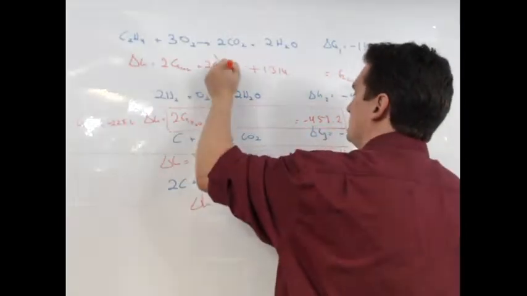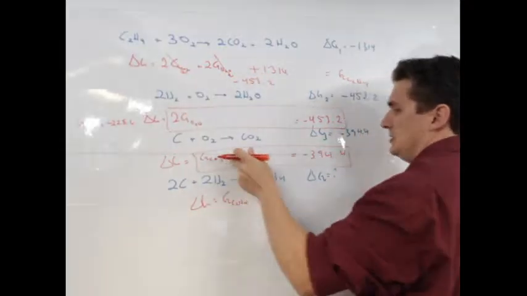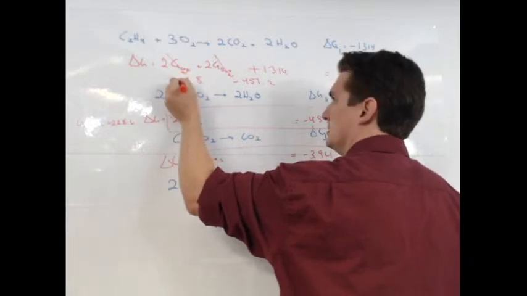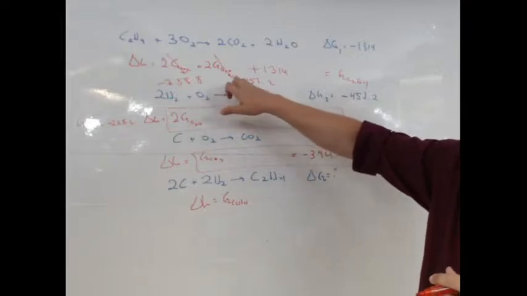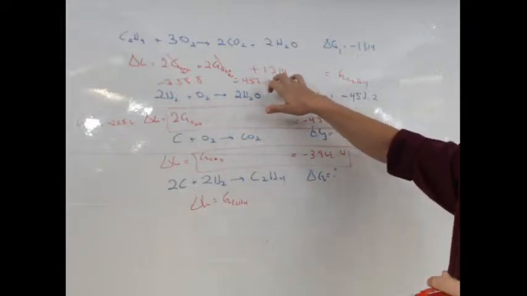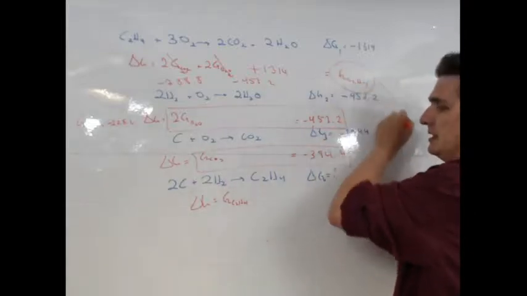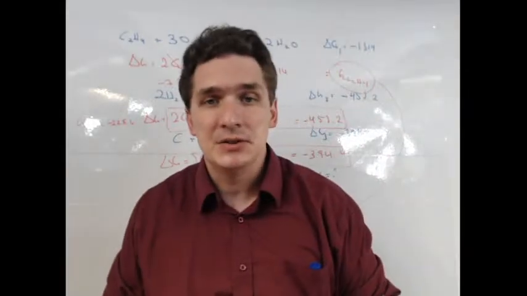So I'm just going to rearrange this. And for the 2H2O, I have minus 457.2. For the CO2, it's twice this number, so minus 788.8, plus negative 457.2, plus 1,314. Whatever number we get up here, we're just going to stick it in down here and use that number to figure out the delta G of the unknown reaction.